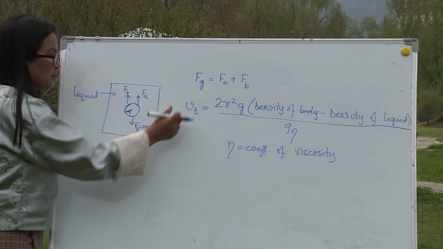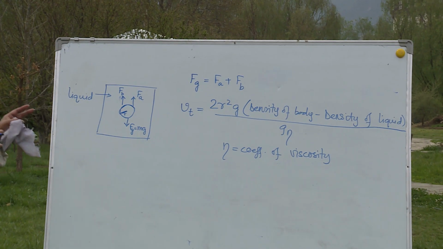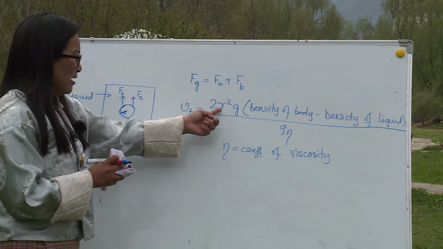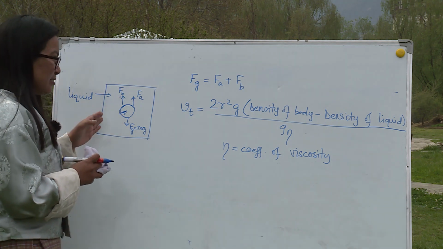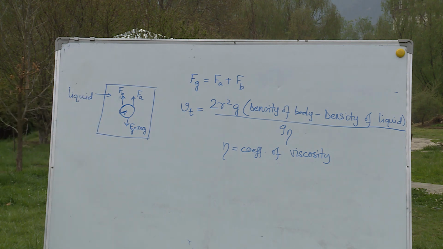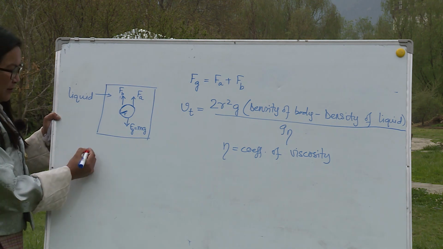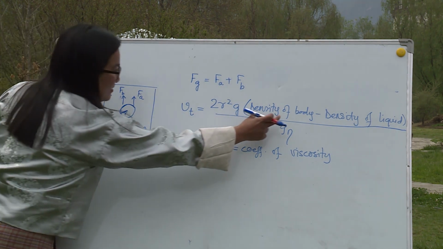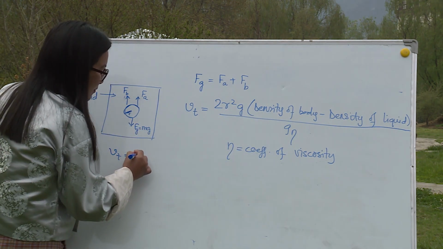So now it's a long process here. After simplifying the equation, we get this formula for terminal velocity, which is slightly different from what we got initially because there are three forces acting on the body. So now here everything is clear. 2r square represents the radius, g is the acceleration due to gravity, density of the body, density of the liquid, and then here eta is the viscosity, or also called coefficient of viscosity. Now from this we can have three different situations. First situation is if the density of the body is more.